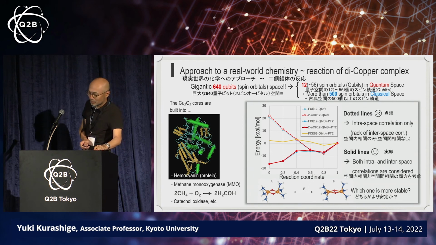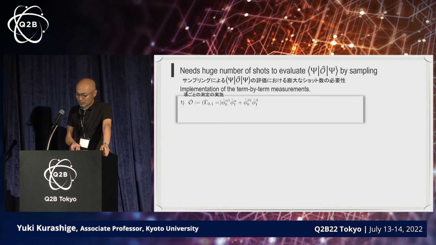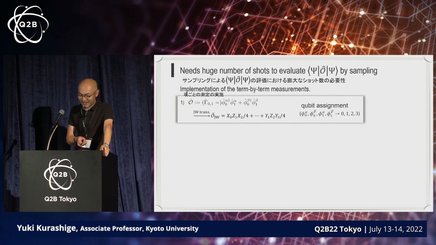600 qubits will be necessary, but it is now 12 qubits, and the remaining is done by the classical computer. So this is quite good. If you have around 59 qubits, then the yellow line, the most accurate result, will be available.